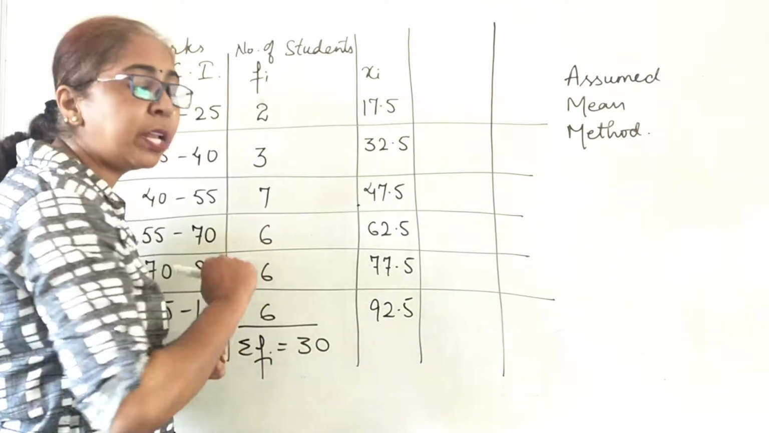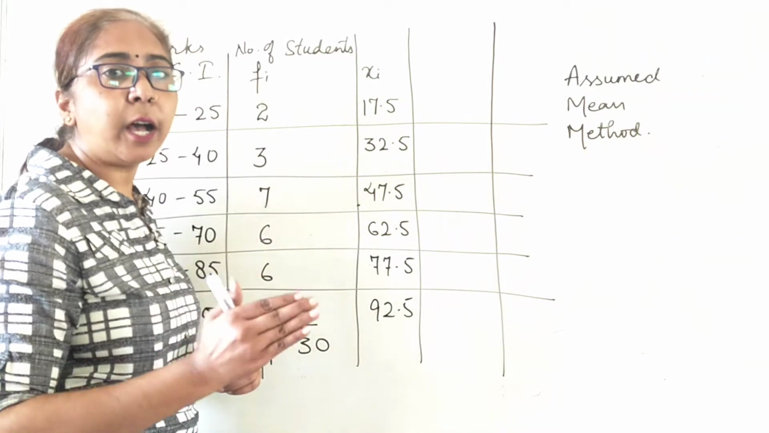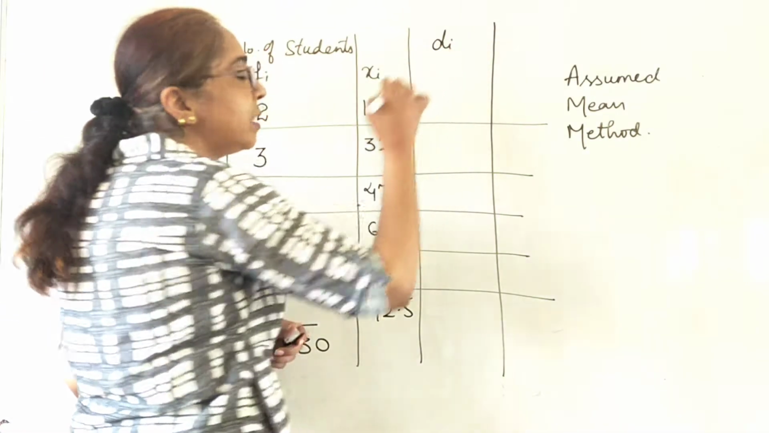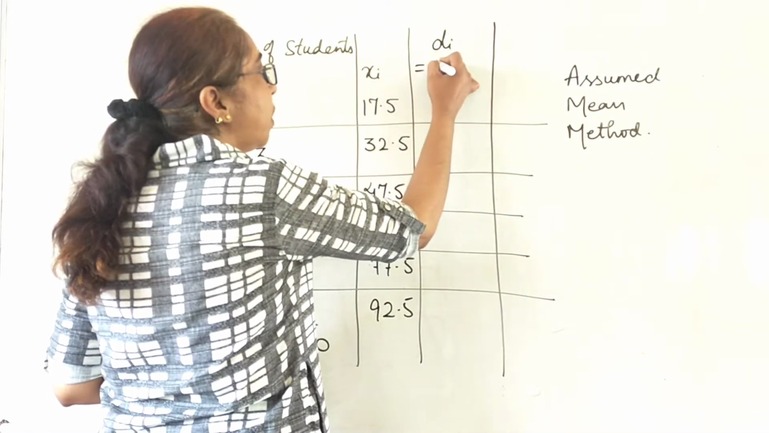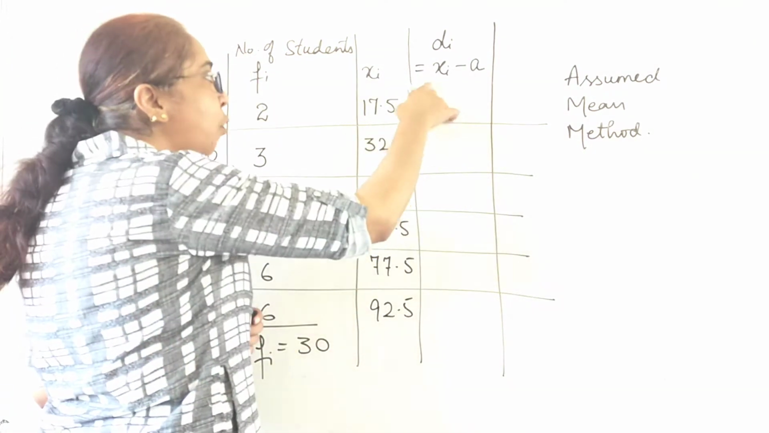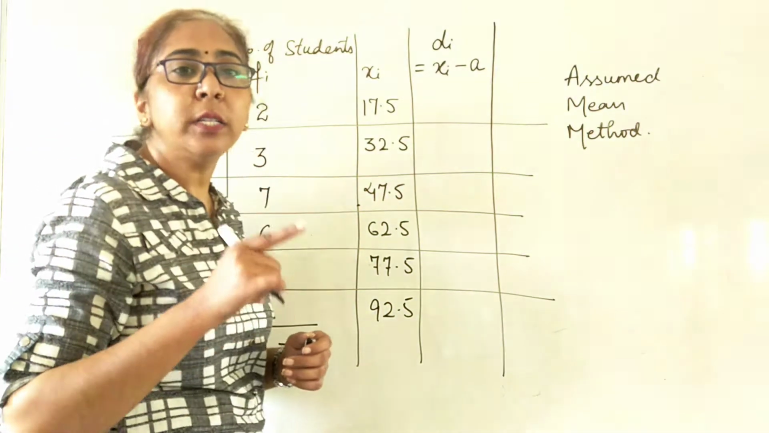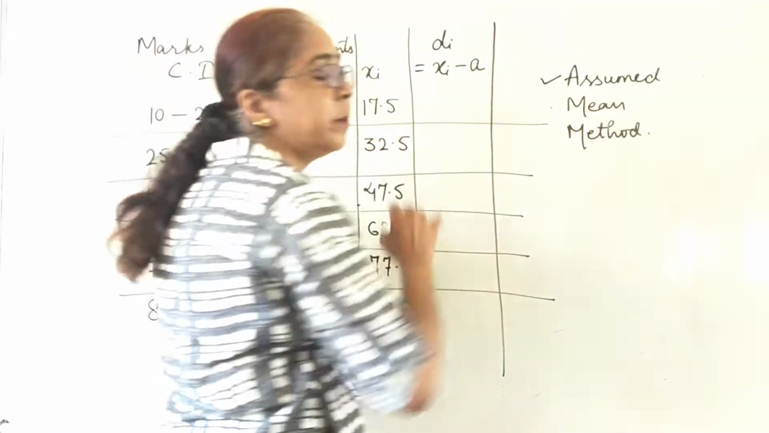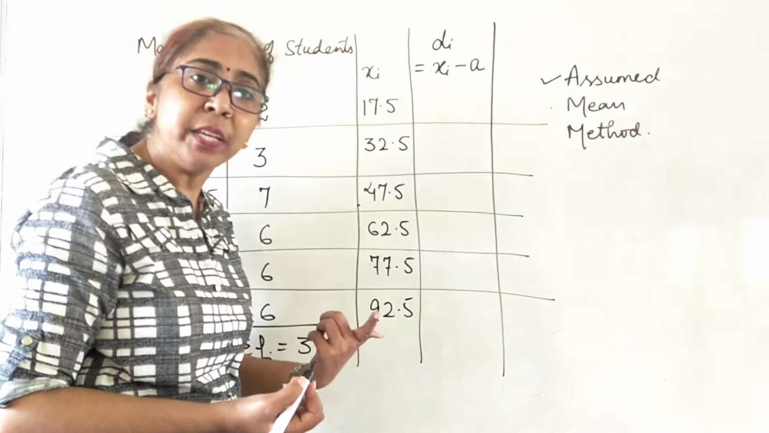After finding the value of xi, we will have to find di. Now what is this di? Let me tell you. Di means deviation, meaning the difference, and its formula is xi minus a. Now xi, you all know the values here, but what about this a? A means assumed mean. That means a number which we have supposed as the mean, right?